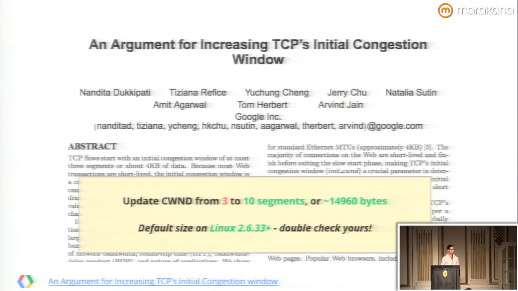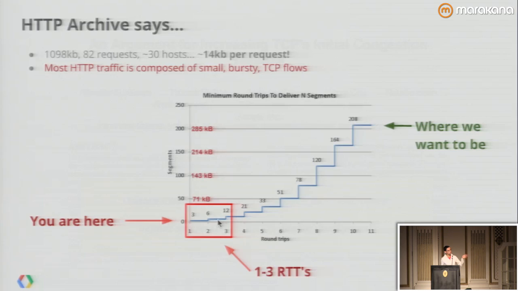So one solution that is currently being deployed is increasing the original window size. If I go back here, we started with these 3 segments. This was the default since about 2002. As of 2010, the new Linux kernels have bumped this to 10 segments. And this is actually a very important win, because with 10 segments, we can deliver most of the resources within that first push before we wait for the RTT.